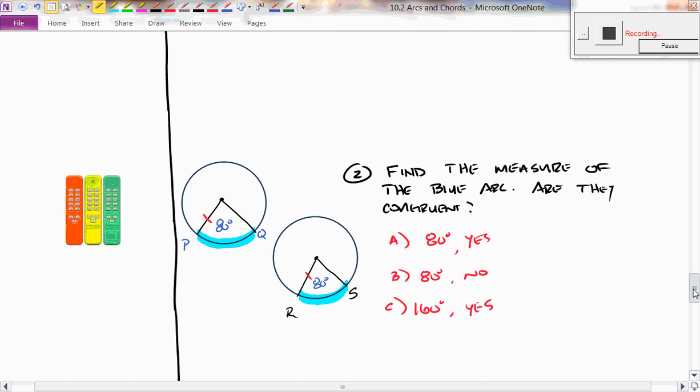Let's do this one. Find the measure of the blue arcs. Are they congruent? All right, you've got 30 seconds. Find the measure of the blue arcs. Are they congruent?